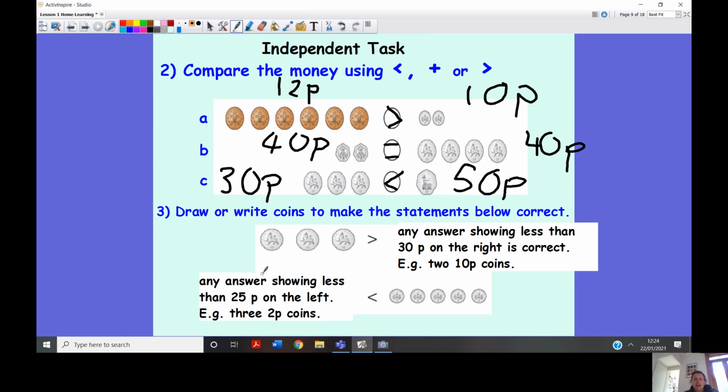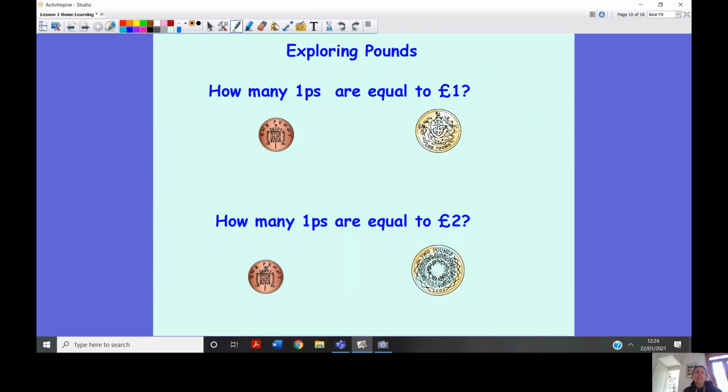So, exploring into the world of pounds. How many 1p's are equal to £1? Looking at your pound coins, if you've got one, if not, look at the one on the screen. How many 1p's are in or make up £1?